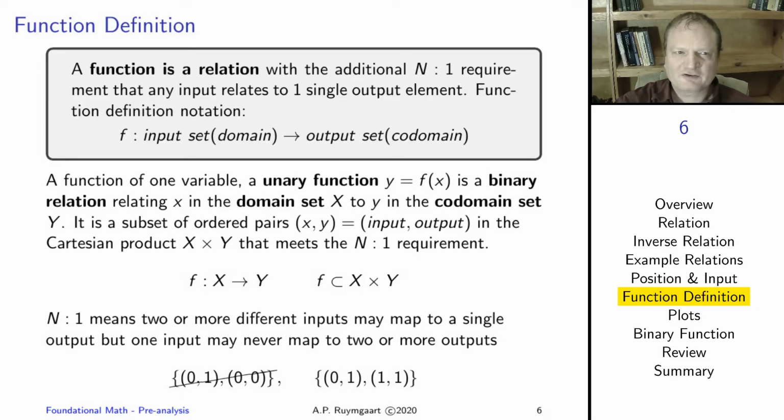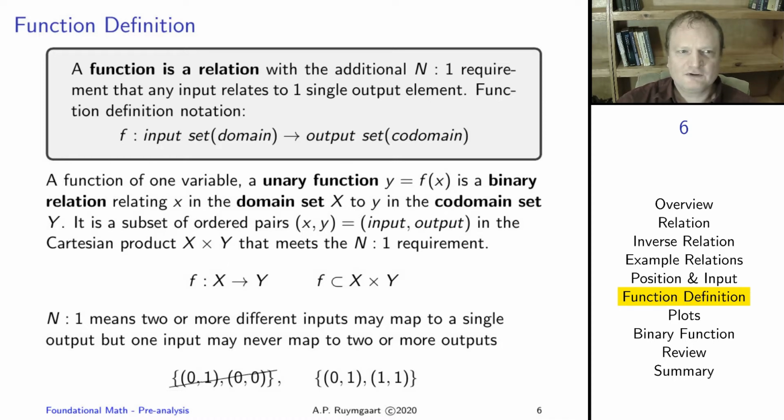We have already talked about functions, but we can now properly define what a function is. A function is just a relation, but it has the additional requirement of being n to 1, or 1 to 1 for that matter. It cannot be n to n like we saw in the example relation less than. So a function is a relation with that additional requirement.